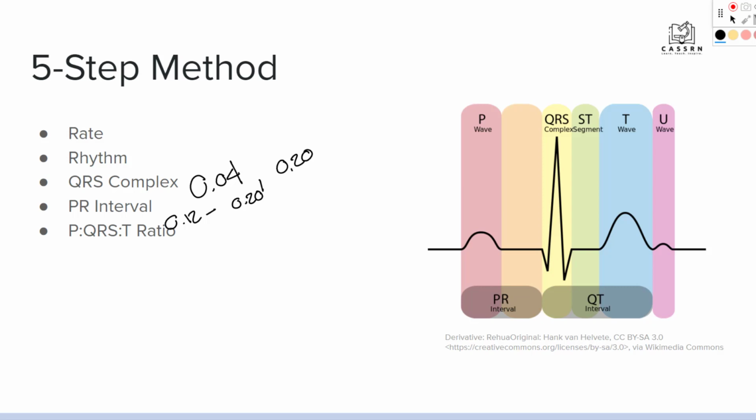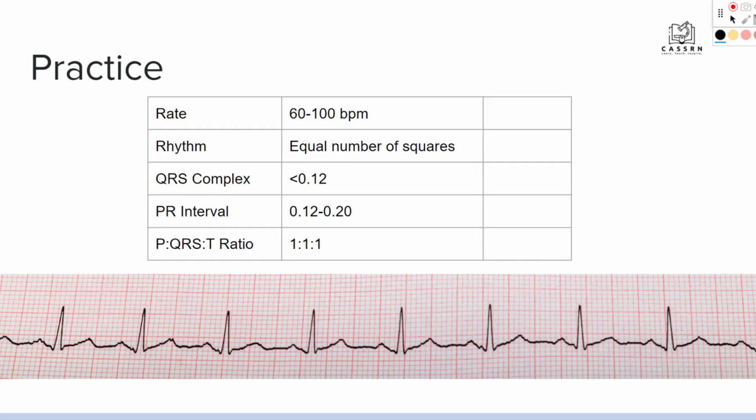So let's go and try a quick practice question to go through this to determine if what we have is indeed normal. Our first thing here is that we want our rate to be between 60 and 100. So this is what we consider normal. This strip down here is a 6-second strip.